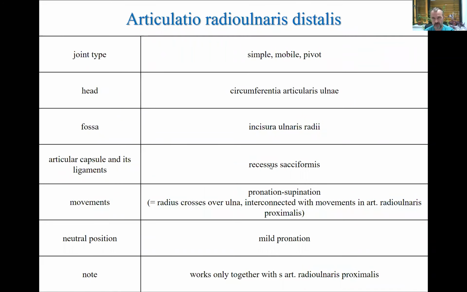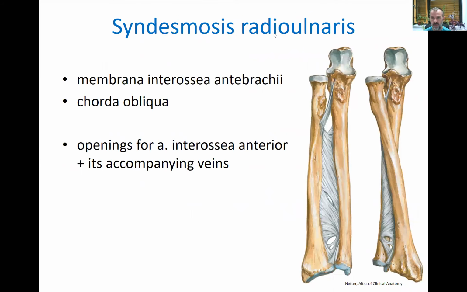Well, another joint is the distal radioulnar joint. I'll come back here to show: we have the proximal radioulnar joint, which is an integral part of the elbow joint, and we have the distal one, which is a separate joint. Both these joints have to work together. They have to function together, otherwise pronation and supination is not allowed. So it's a functional complex.